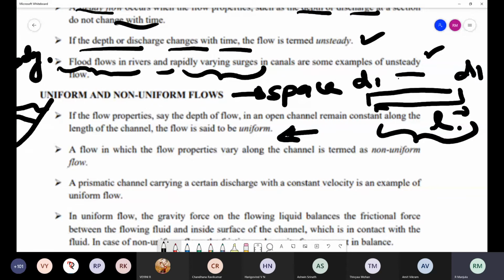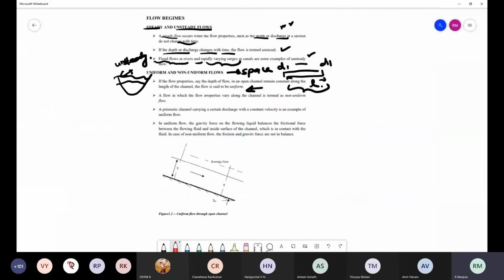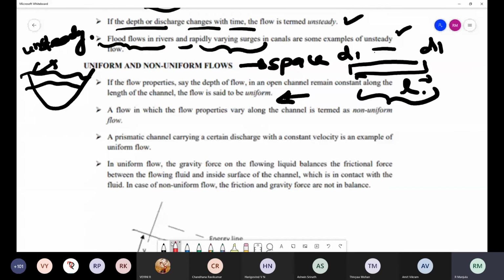Suppose instead the depth of the flow D1 is different over a length of the channel, then it is called non-uniform flow.